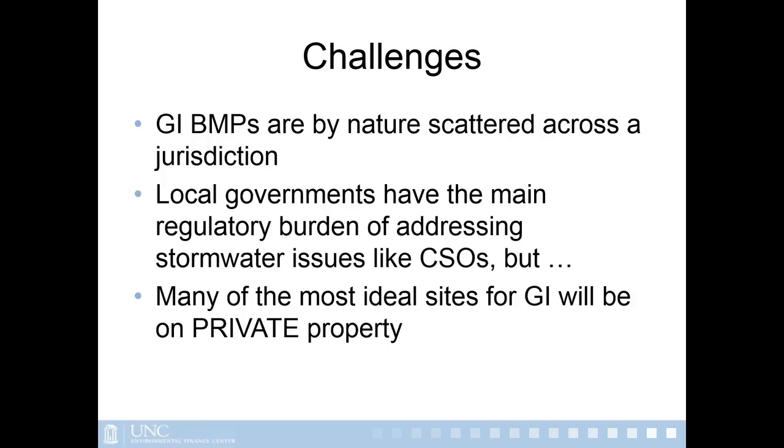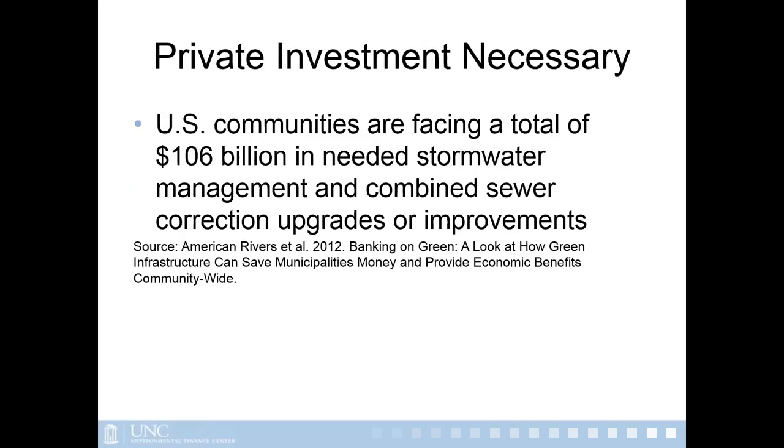And that really leads to the need for credits and incentives, which is where we'll spend the bulk of our time today. The next slide shows that the fact is it doesn't seem like public funds will cover all the need for GI in the country. This is a quote from a publication from 2012 by American Rivers, and they've found that $106 billion is the need for stormwater infrastructure for corrections and improvements. So again, it's making the case that we should involve private investment here, since it seems that there are not enough public funds available to handle all the stormwater needs in the country.